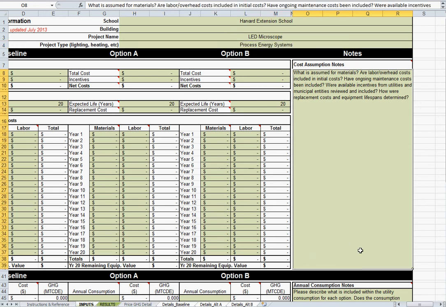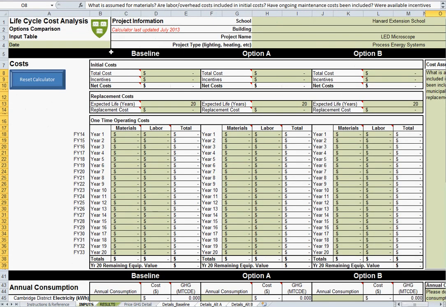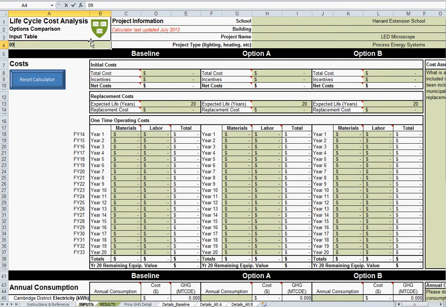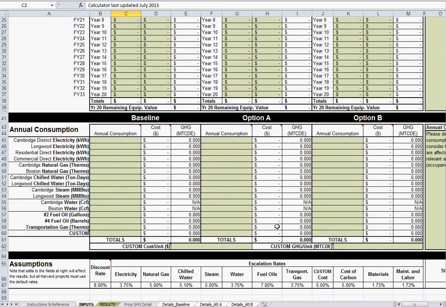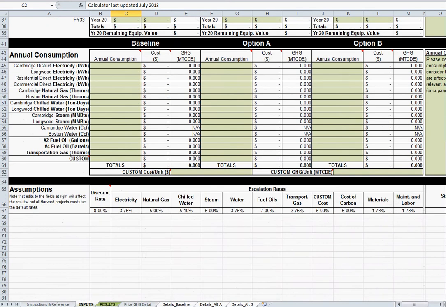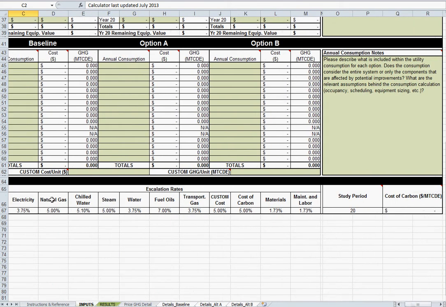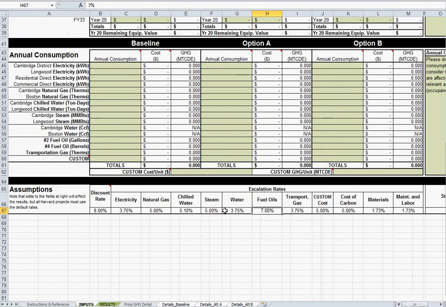So that's just some general use of this calculator. You can put a date in, which I'm going to do. And note that it says the calculator was last updated July 13th up here. We do have periodic updates to our rates, our GHG emissions factors, and escalation and assumptions. So we went over those earlier. Some of the escalation rates have changed from that slide. I need to update that.